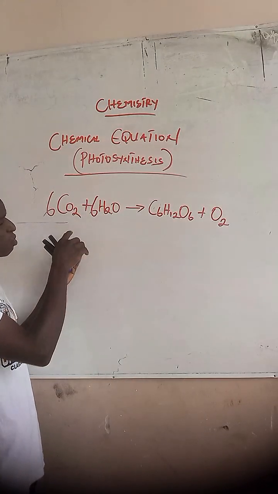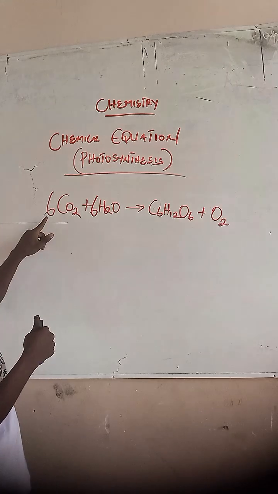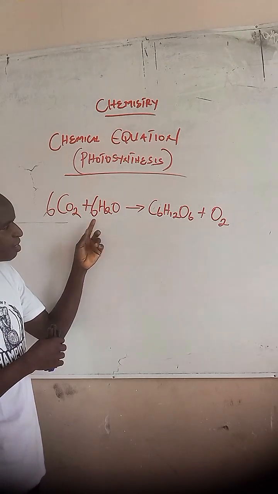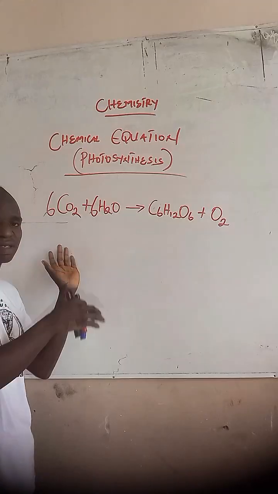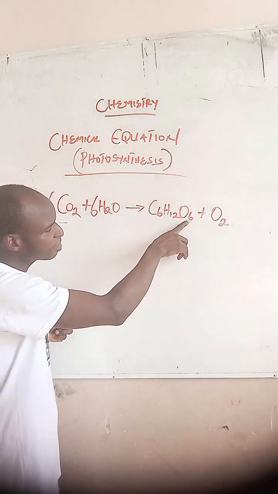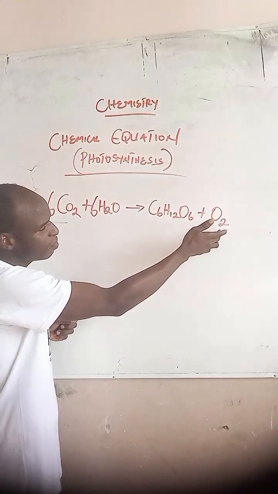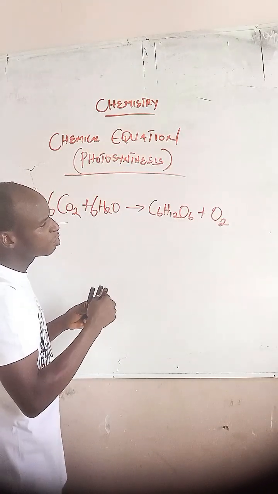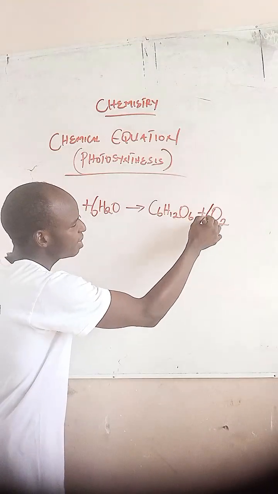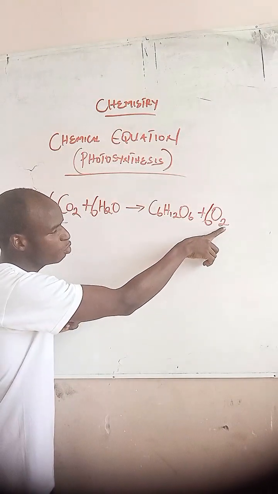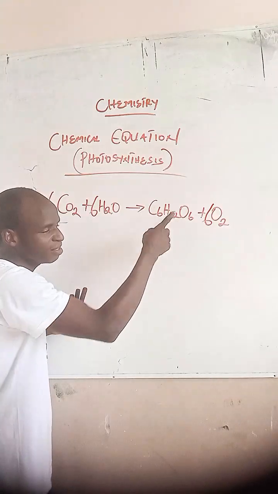The next is oxygen. How many oxygen atoms do we have on the left? 6 times 2 is 12, and 12 plus 6 is 18. So we have 18 oxygens on the left. Let's count how many oxygens we have on the right. We have 6, and then we have only 2. So 6 plus 2 makes 8. The only thing to do is to add a 6 here. Do you understand? And this is 6 times 2, which is 12, and 12 plus 6 is 18.